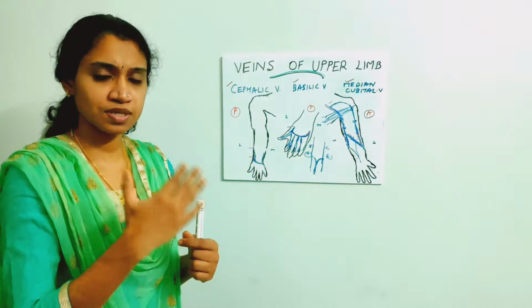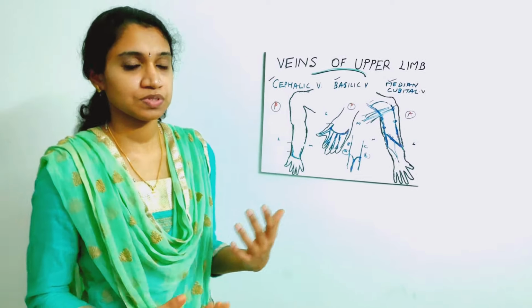Now about its relation, as I told, it is related medial to the axillary artery, but it is not included in the axillary sheath. So what happens in case of venous return? The axillary vein is not compressed. As the axillary vein is seen outside the axillary sheath, in case of increased venous return, it is not easily compressed. So very simple.